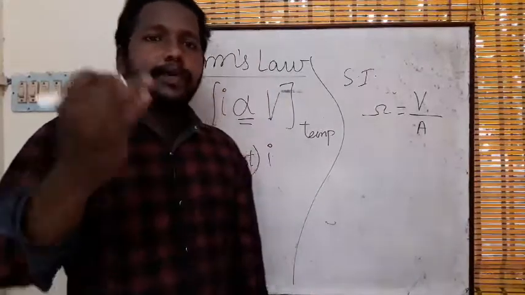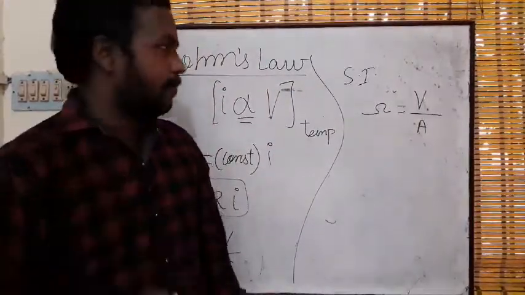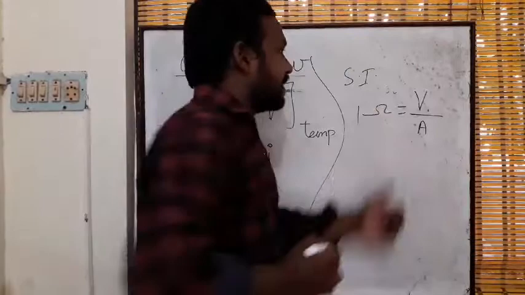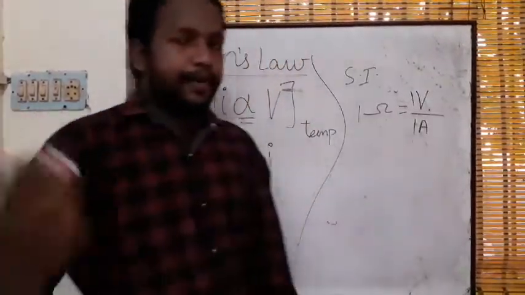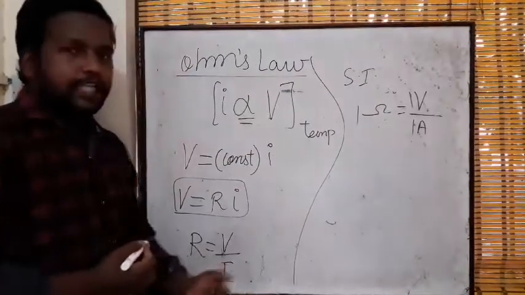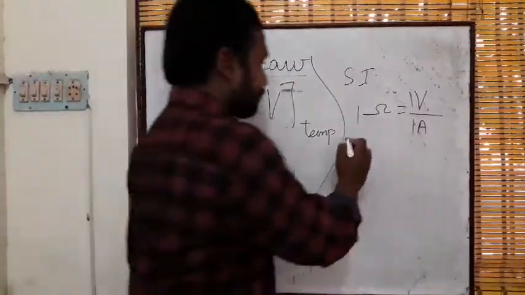In case in your exam they ask you to state 1 ohm: 1 ohm is defined as 1 volt per unit ampere of current flowing. So R is equal to V by I.